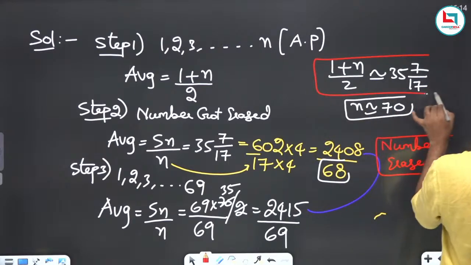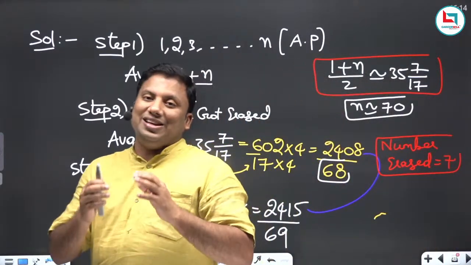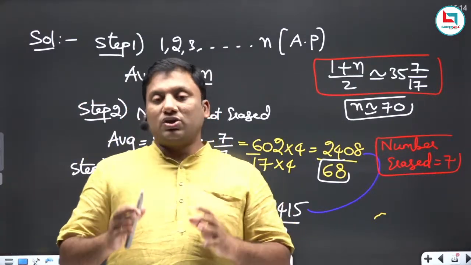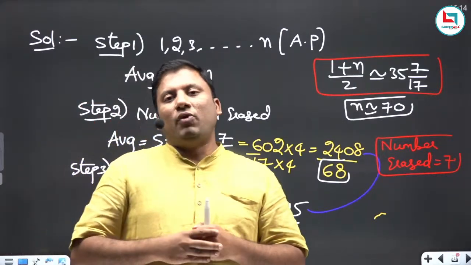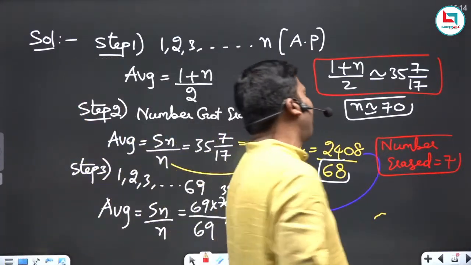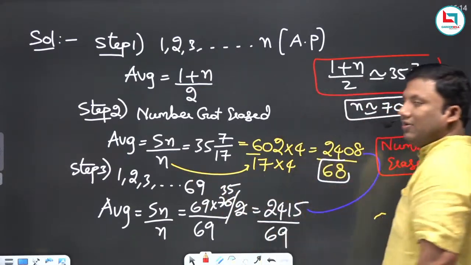Why is n closer to 70? Because 35 7 by 17 is closer to 35.4, so n should be closer to 70. Then only I will get 1 plus 70 by 2, which is 71 by 2, which is 35.5. N will be closer to 70. The denominator here is 17.